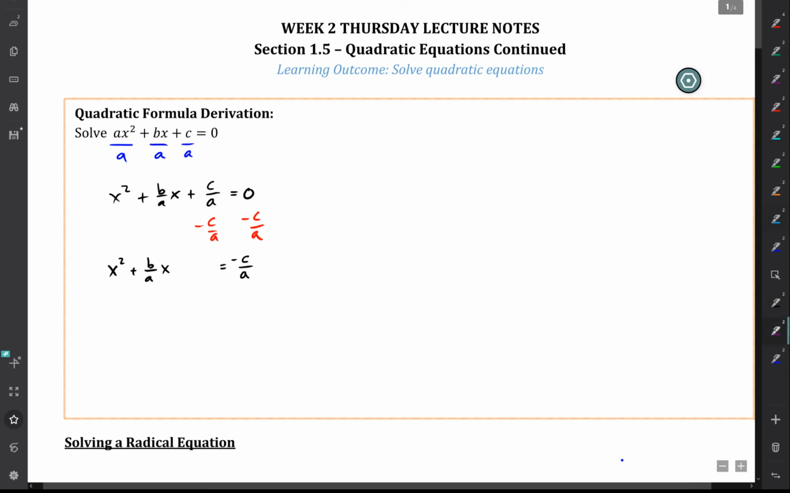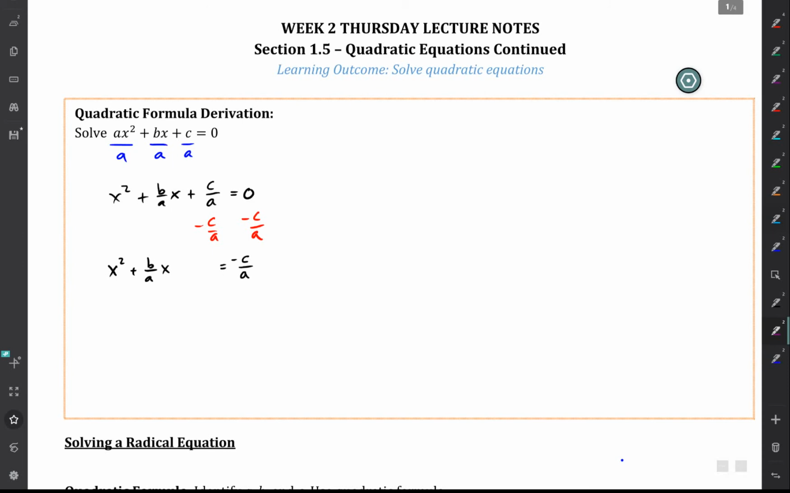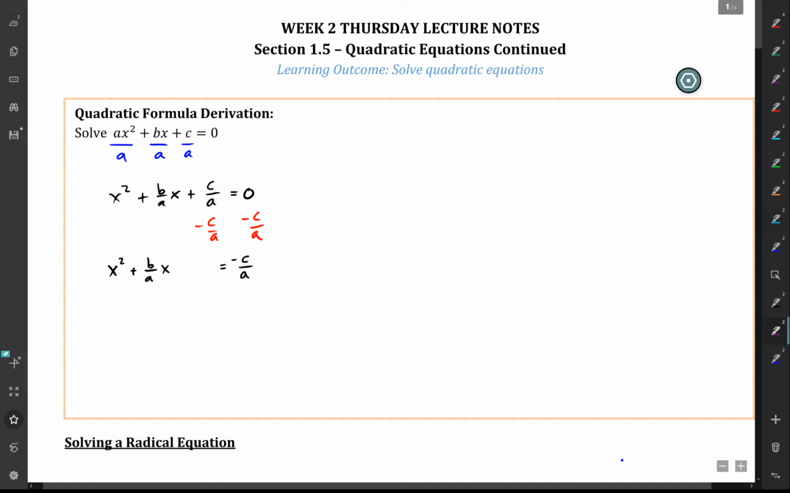And now remember that the next step in completing the square is to take this quantity, whatever the coefficient of the x term is, divide by 2 and square that. So we want b over 2a squared, which will give us b squared over 4a squared. And we're going to add that to both sides. So I have b squared over 4a squared and b squared over 4a squared.